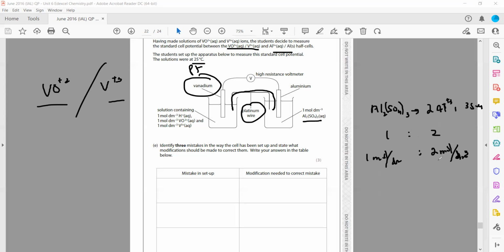Why won't it be correct? Because whenever we are measuring the standard electrode potential, the concentration of an ion in the solution should be 1 mole per dm cube, not 2 moles per dm cube. So these are the 3 mistakes in this setup. Is it clear?